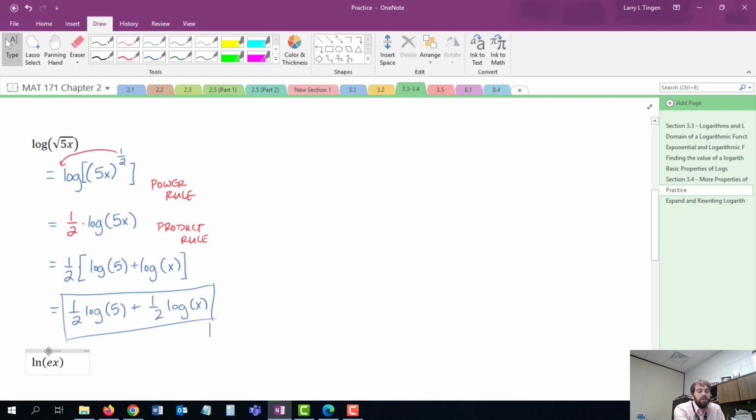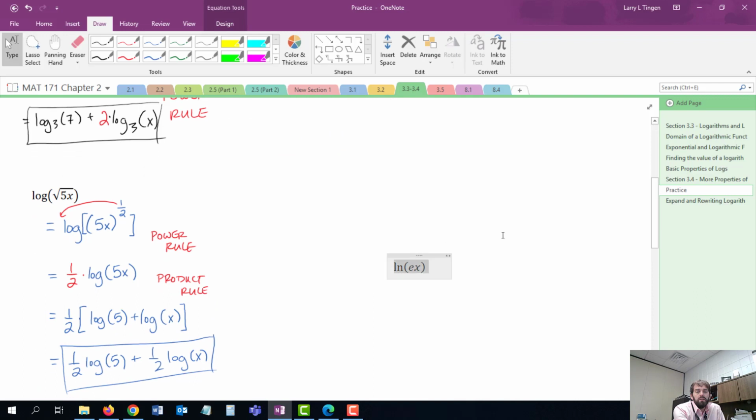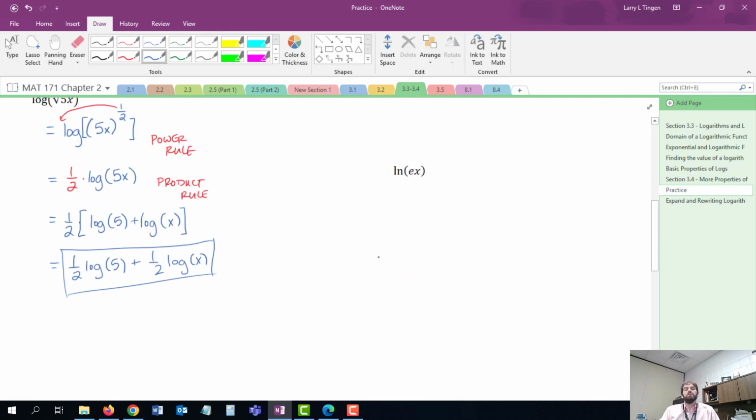Okay. Next, let's bring in the natural log. I've got the natural log of e times x. For this, again, I have a product on the inside. So it's a product rule problem. So natural log of e times x is the same thing as the natural log of e plus the natural log of x. And now, can I do anything else?